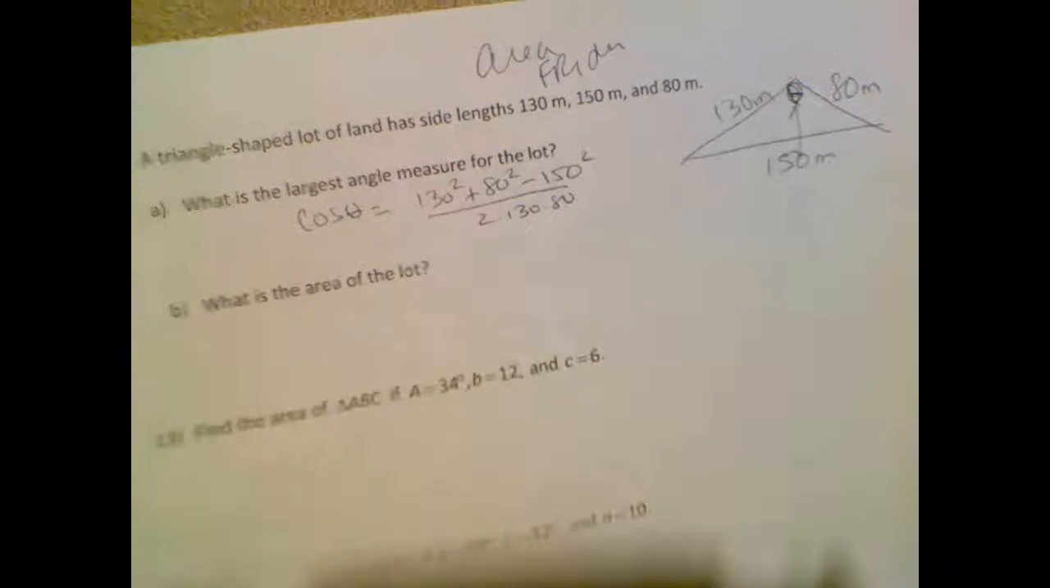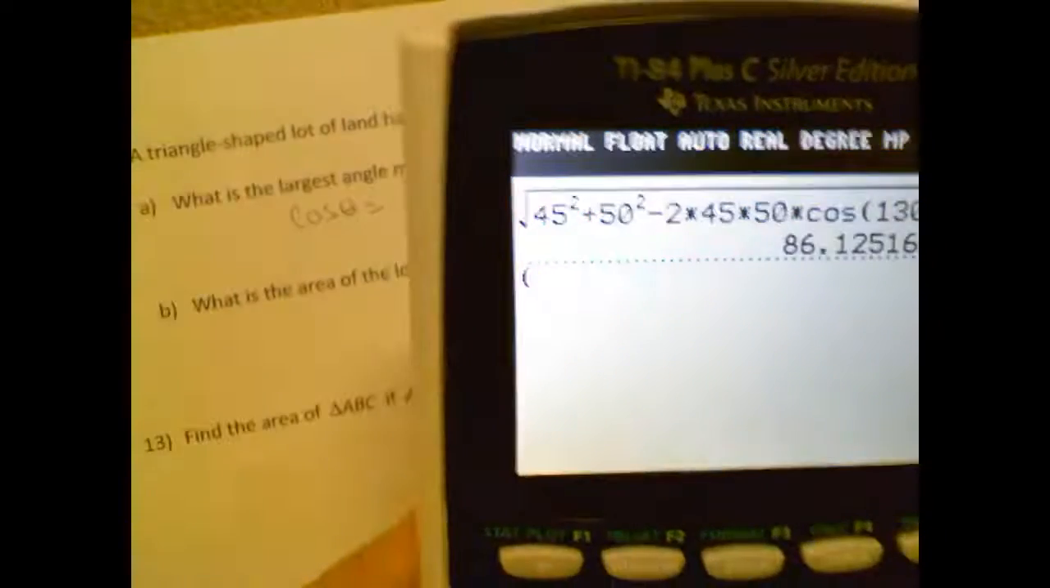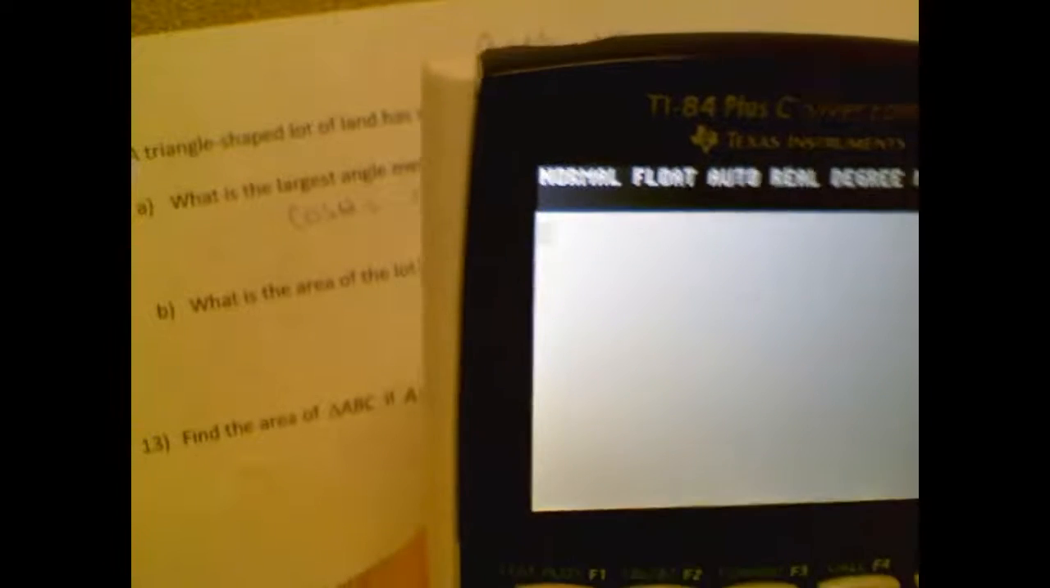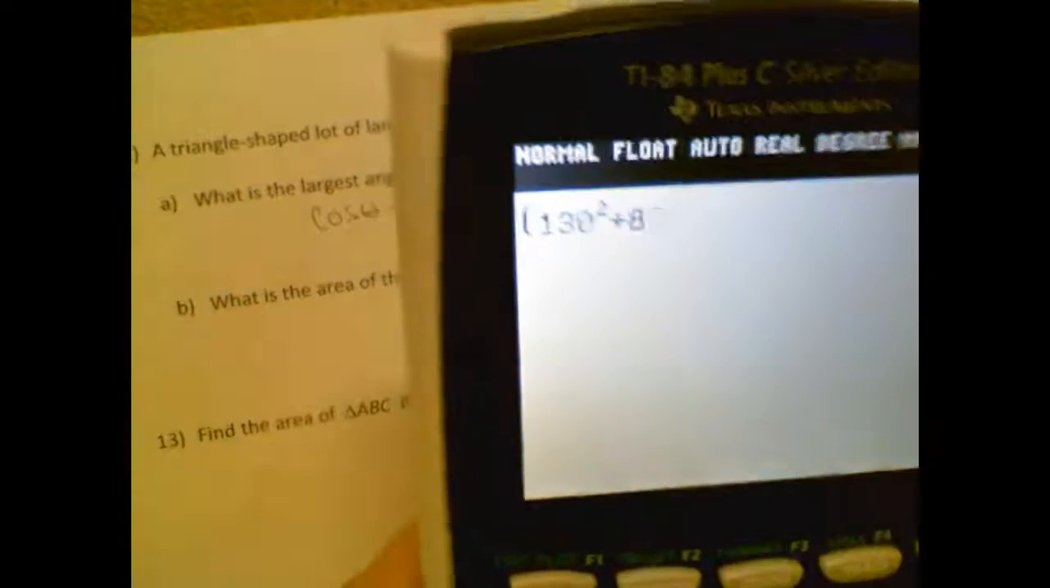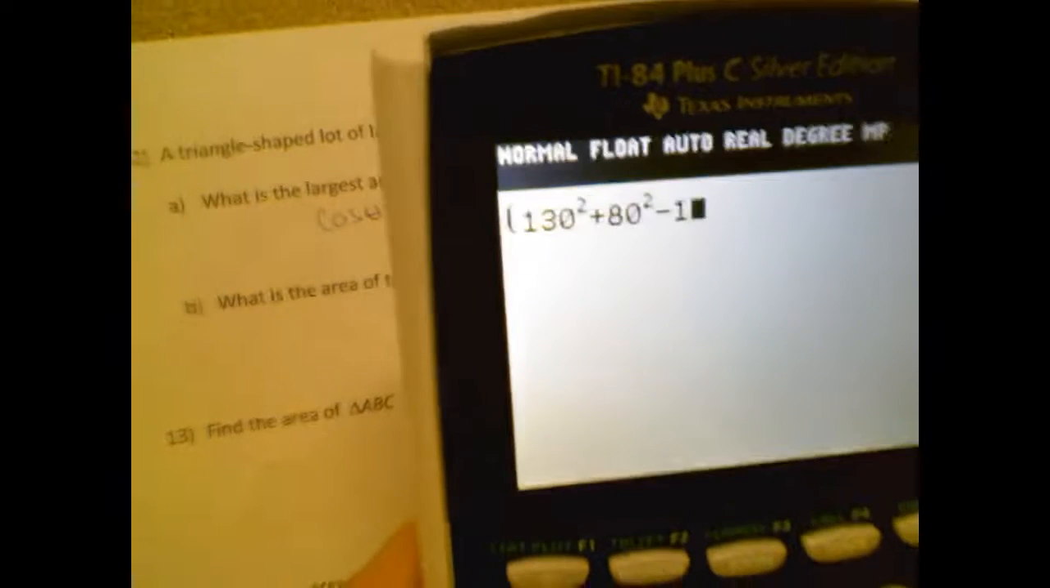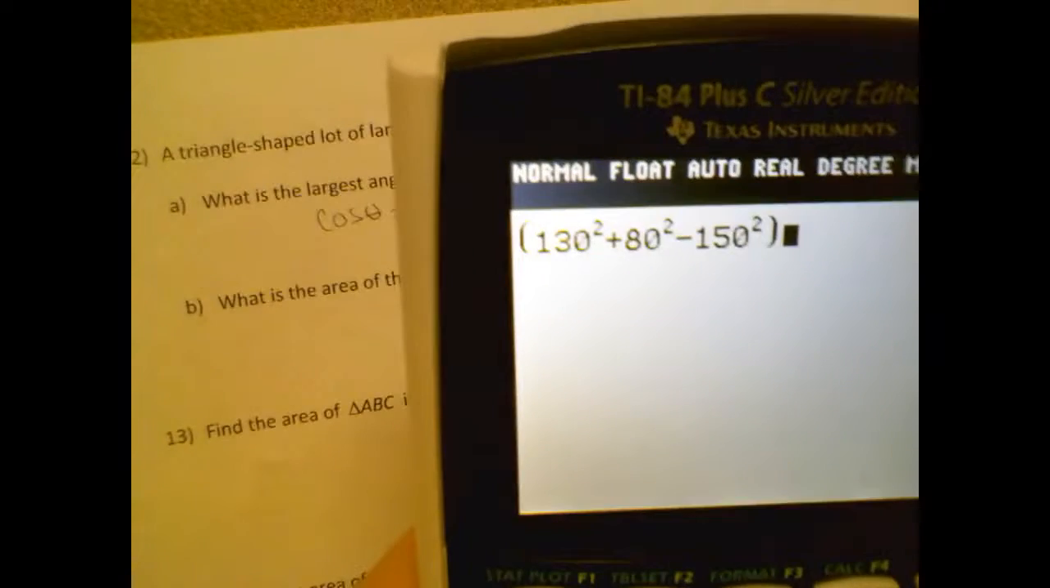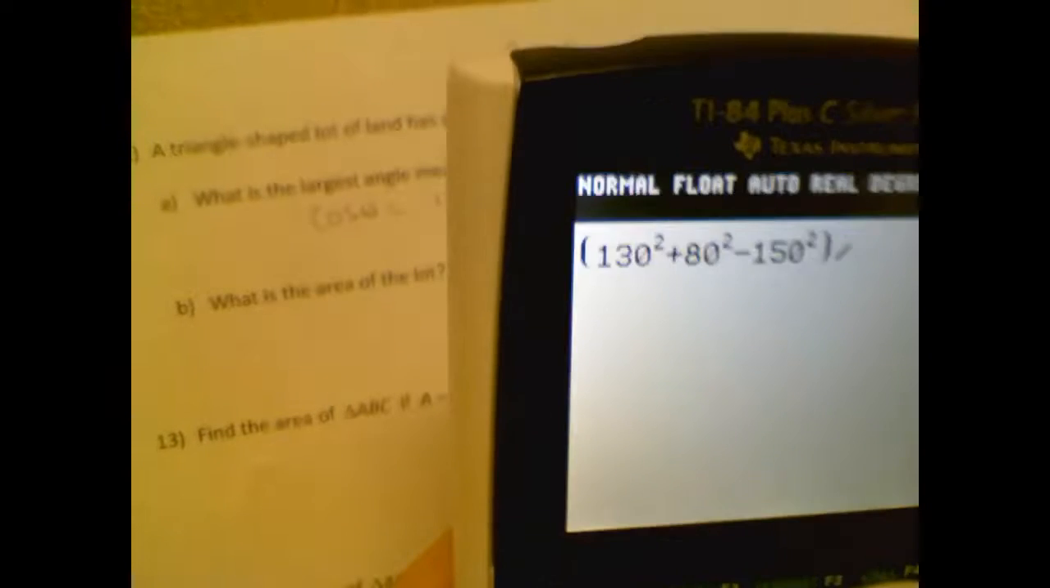So we have parenthesis, 130 squared plus the other side, which is 80 squared, minus that large side, 150 squared, close your parentheses, divided by parenthesis 2 times 130 times 80. These are the 2 sides that were not across from the angle. So you're going to get a decimal. And right now it's going to say cosine theta is equal to 0.03846.